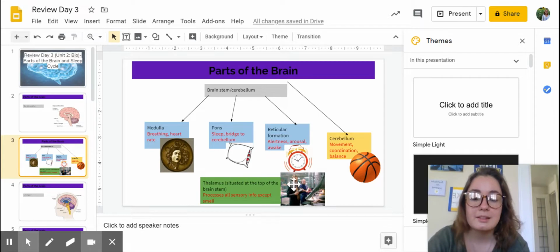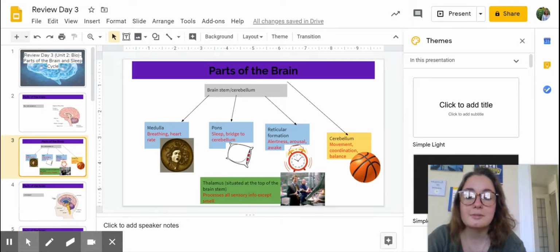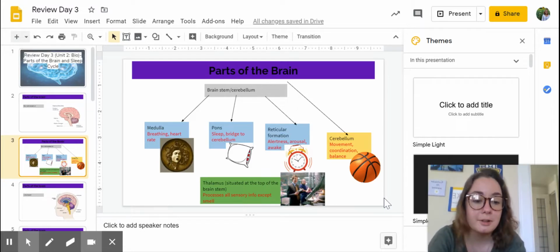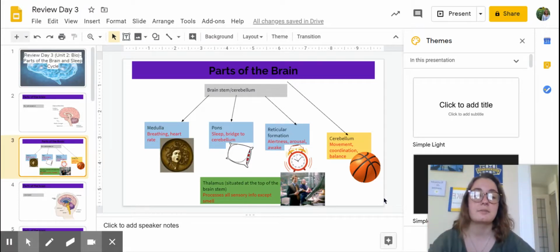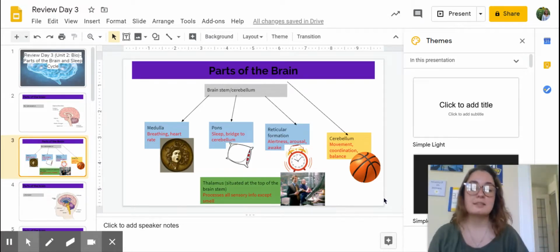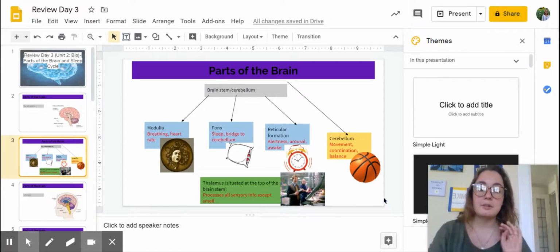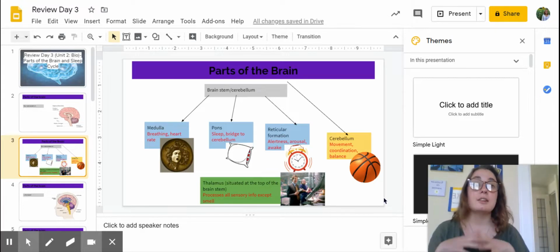So thalamus, remember, I love my little Buddy the Elf analogy. Just think of the mailroom. The thalamus isn't the last final place to process your sensory information. It's just taking a pit stop in the thalamus. It's the mailroom. So all the different sensations from touch, taste, hearing, they're all flying into the mailroom of the thalamus, and then they have to get organized.